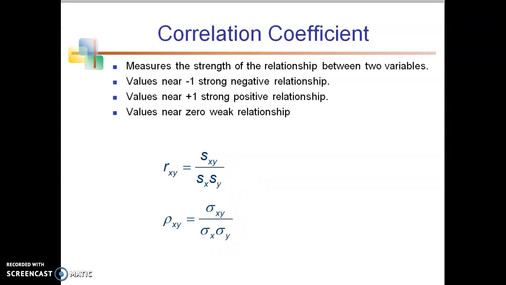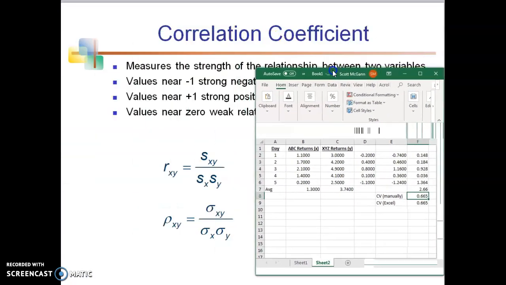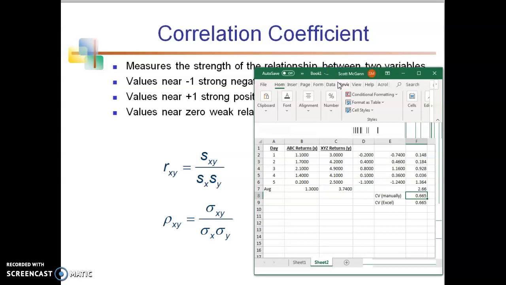All right, let's go ahead and look at some data here. Using the same information we just calculated for the covariance, we can calculate the correlation coefficient. Okay? And we can do this manually, and then we can do it using an Excel function. Okay? Let's go ahead and do it manually first.